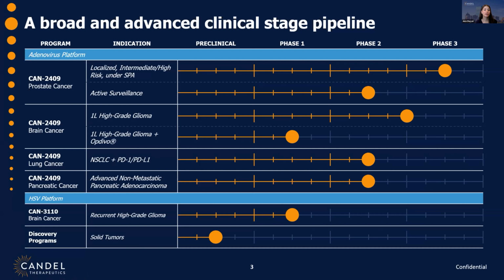brain, lung, and pancreatic cancers. And then CAN-3110, our HSV platform, is being tested in high-grade glioma at this point. We have additional discovery programs ongoing with this platform as well that will lead to future indications. From each of these trials, we're collecting blood derivatives and tissue for research, looking at various immune biomarkers to better understand the mechanism of our therapeutics.